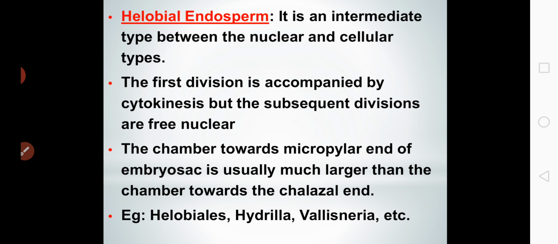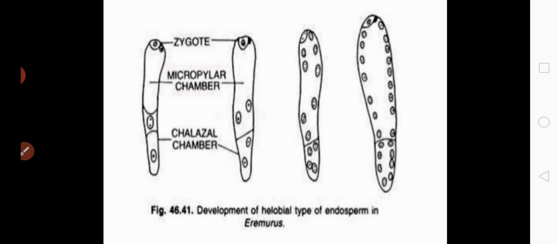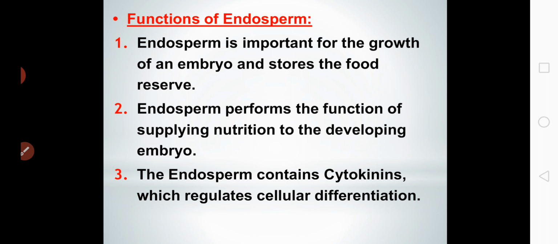So these are the types of endosperm: nuclear, cellular and helobial. Am I clear? Coming to the last topic. This is the picture of a helobial endosperm formation. You can see here the formation of the chalazal cell and the micropylar cell. The last topic is functions of endosperm.